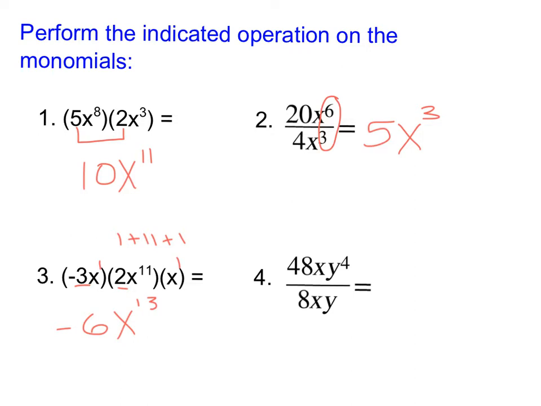All right, number 4. Now this one's a little harder also. Notice our x's. It's the same exact x on the top and the bottom, so they cancel out. 48 divided by 8 is 6. And then 4 minus 1. Don't forget the 1 on the bottom is 3. And that's it.